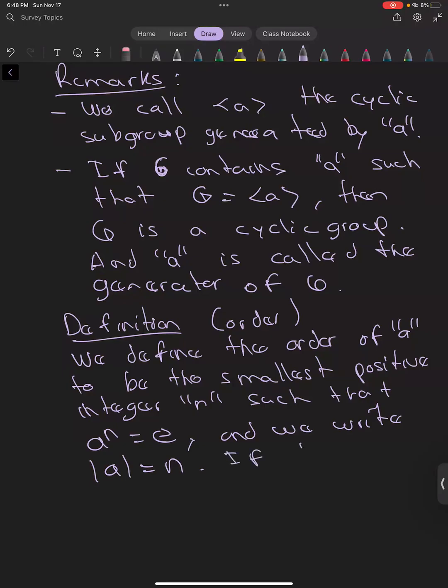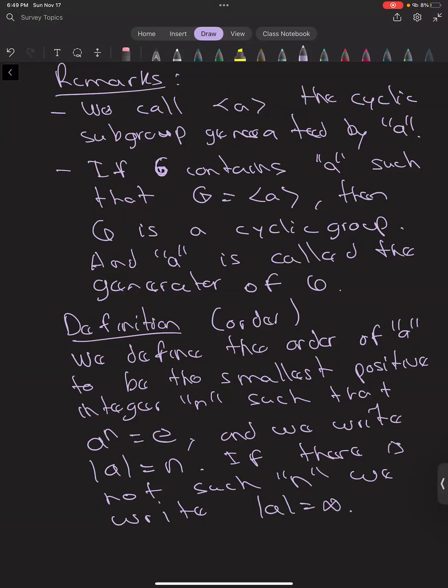If there is not such n, we write the order of A equals infinity to denote the order of A.